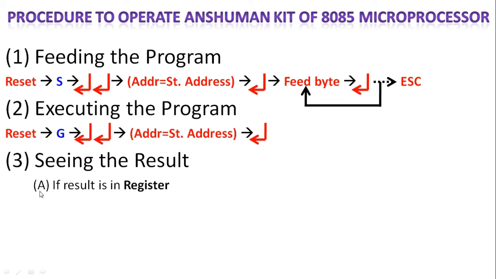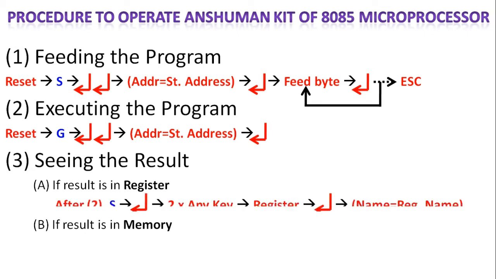Then if you want to see the result, you have two choices. The result may be stored in a register or in memory. If you want to see the result in a register, then immediately after executing the program, press S, then Enter, then press any key 2 times. Once you see the register on the 16x2 LCD, press Enter, then you will see the name.